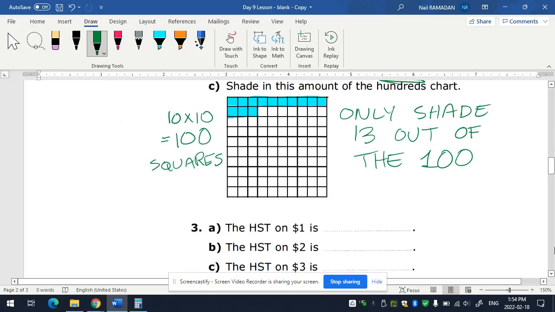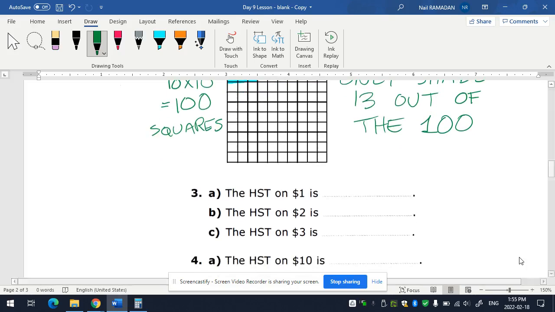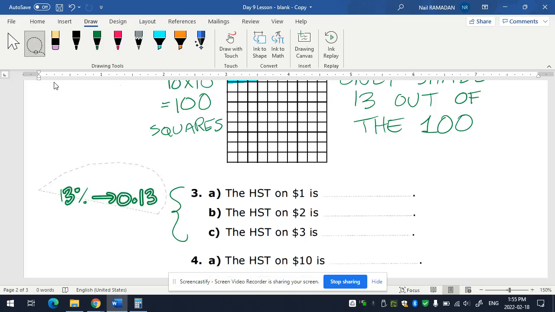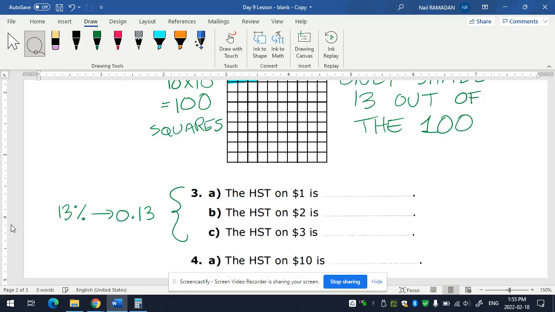Okay? All right. Next question. How much HST on $1? Well, again, we know the HST is 13%. So everyone look, 13% will become 0.13. All you have to do is multiply 0.13 by the price of the item. So 0.13 times $1. Please write the dollar sign. How much in dollars? 0.13. So how many cents is that? 13 cents.